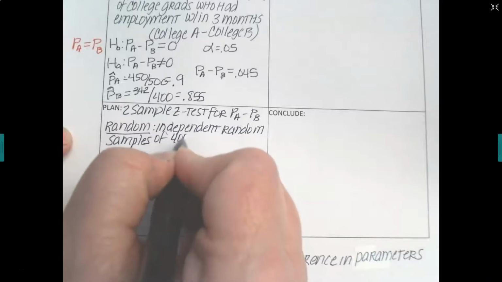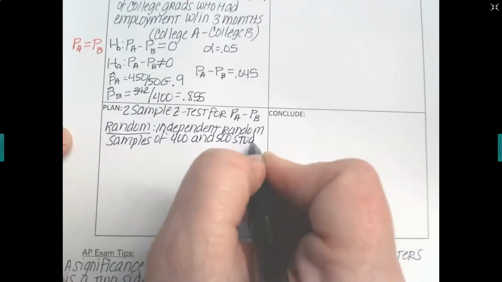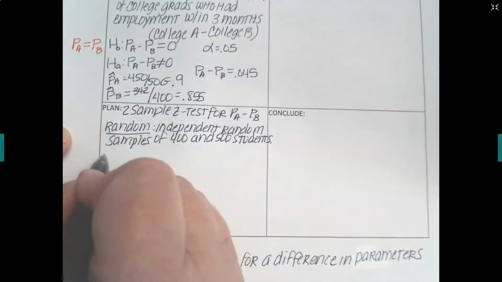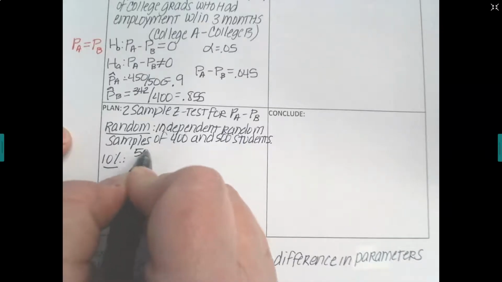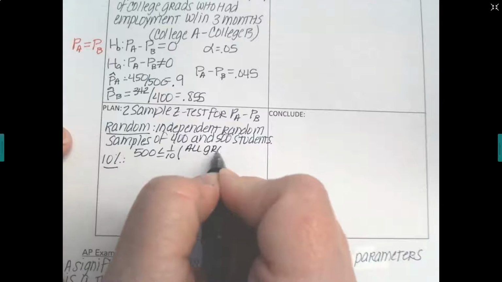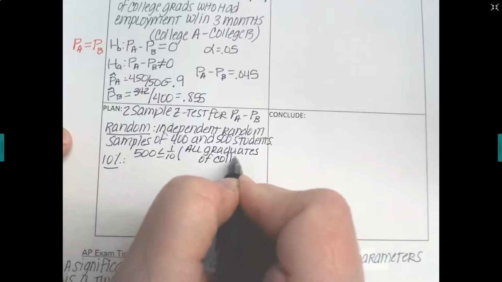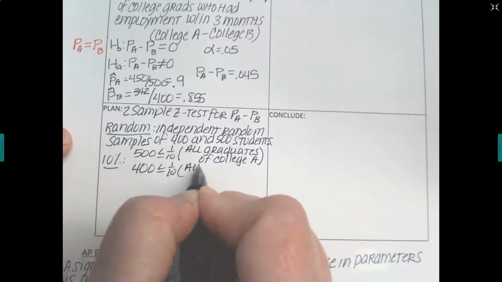Of 400 and 500 students. Okay, now our 10%. We did sample without replacement. So 500 is going to be less than or equal to 1/10 of all graduates of College A. And then 400 less than or equal to 1/10 of all graduates of College B.